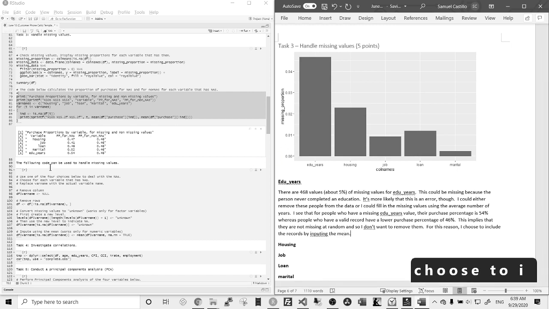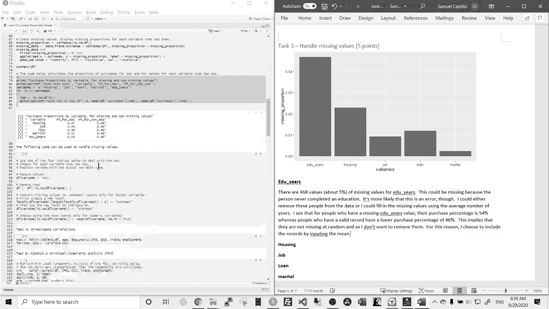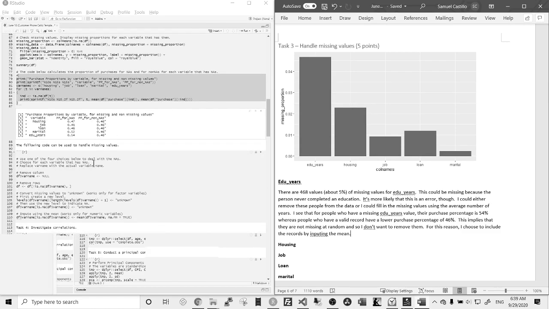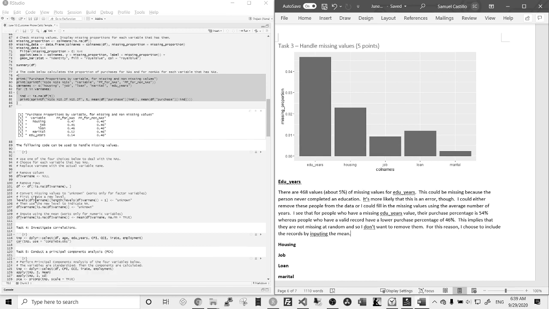And this code here says the following code can be used to handle missing values. Choose one of the 4 choices below to deal with the NAs. Choose for each variable that has NAs. Replace var name with the actual variable name. So here's remove column, remove rows, convert missing values to unknown, which works only for factor variables, so it won't work for EDU years, and impute the mean.